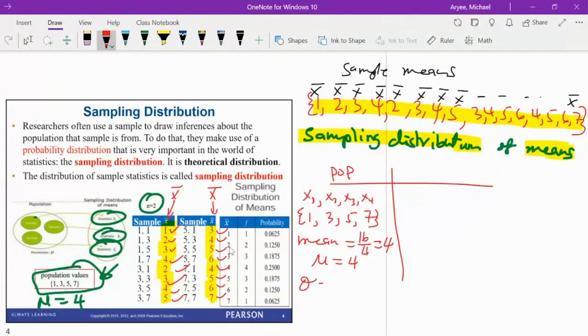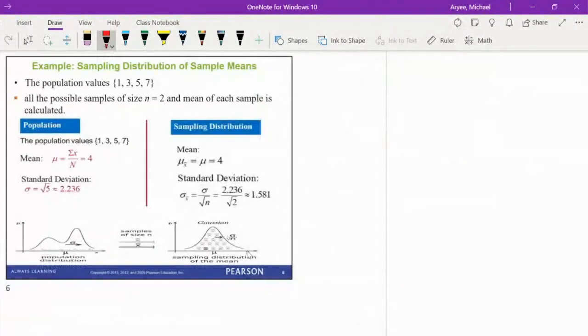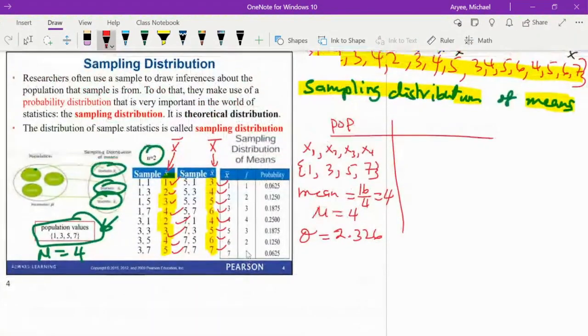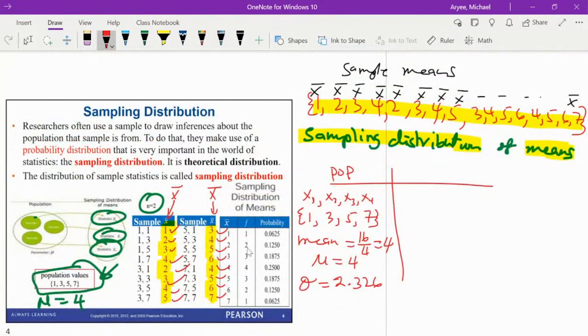Now the standard deviation, I think, is 2.3. I calculated it somewhere. Let me see quickly. It is 2.236. So the mean is 4 for these numbers. For this set of numbers, the mean is 4 and the standard deviation is this.